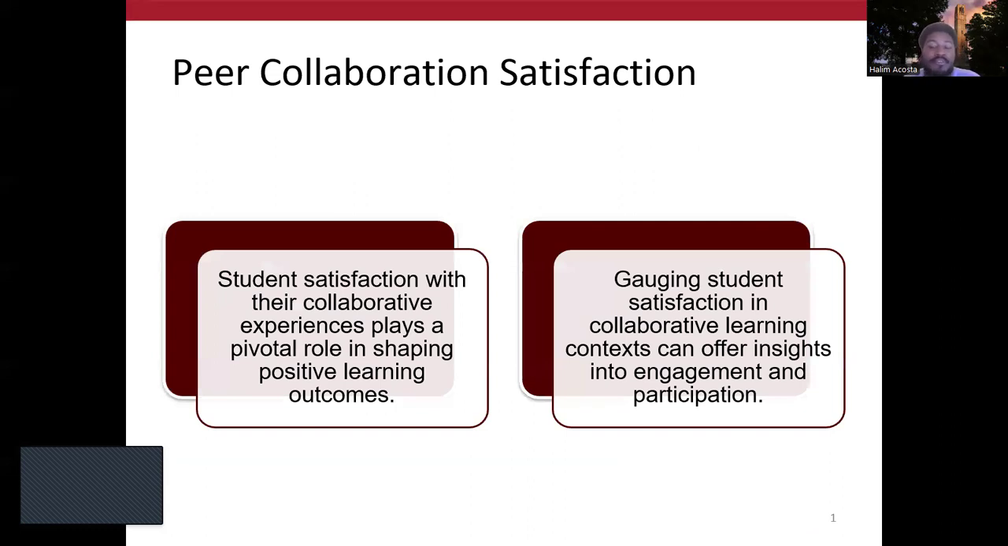Satisfaction during students' collaborative endeavors is influential in shaping team dynamics, improving knowledge acquisition, and contributing to overall positive learning experiences. Gauging student satisfaction within collaborative learning contexts can offer insights into student engagement and participation levels. However, much work looking into satisfaction relies on post hoc analysis of survey information, with automated methods of assessment being relatively underexplored.